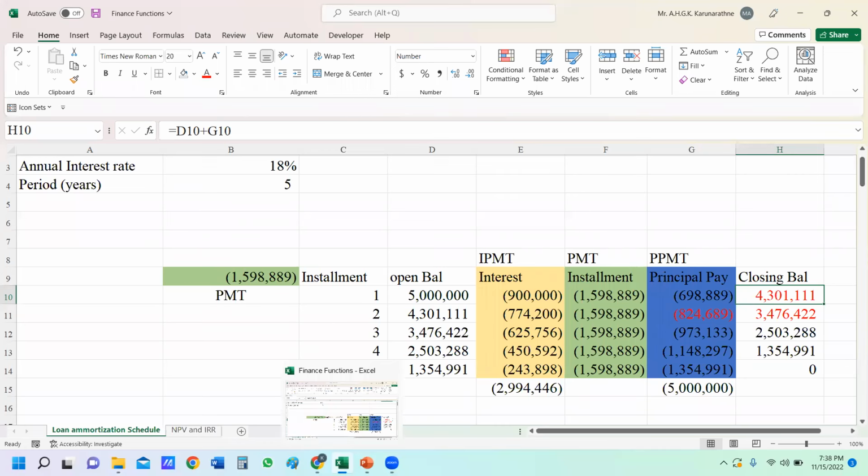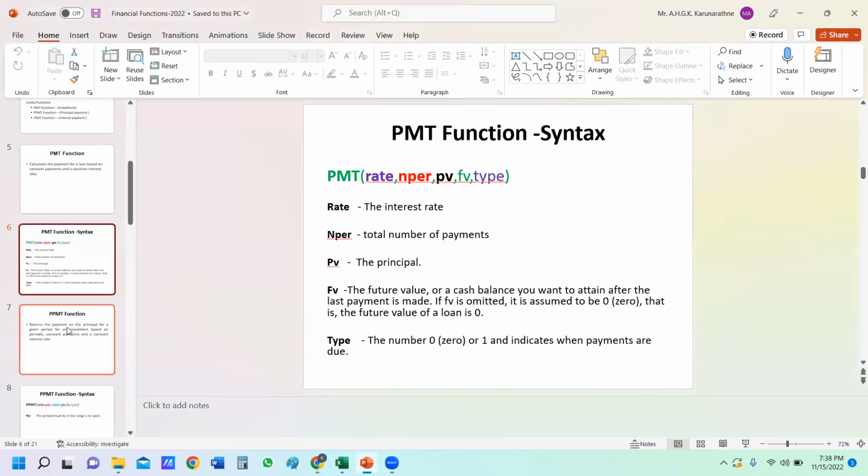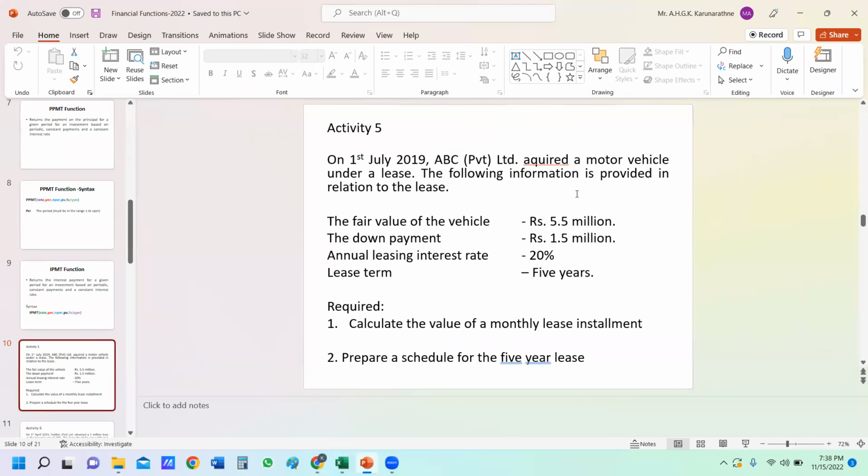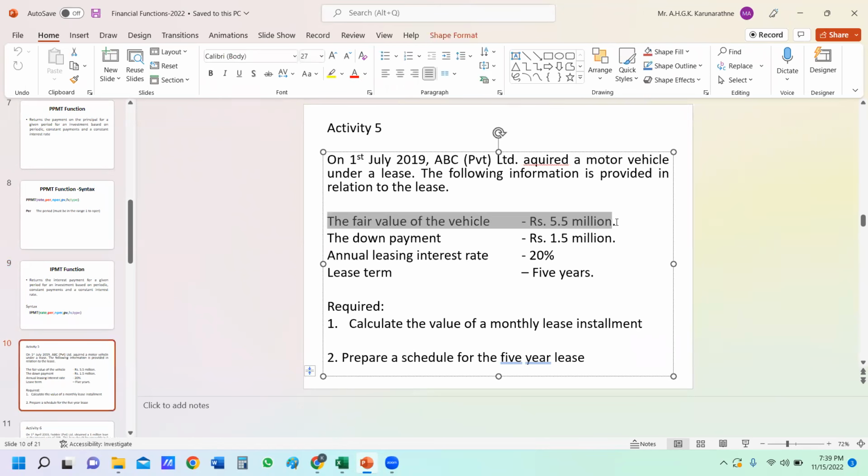So we'll now work out some examples given in this handout. Right. On 1st July 2019, ABC Private Limited acquired a motor vehicle under lease. Right. The following information is provided in relation to the lease. The fair value of the vehicle, this much. This is the fair value of the motor vehicle. And the down payment, even if the fair value is 5.5 million, you have paid out of your pocket 1.5 million. That is the down payment.